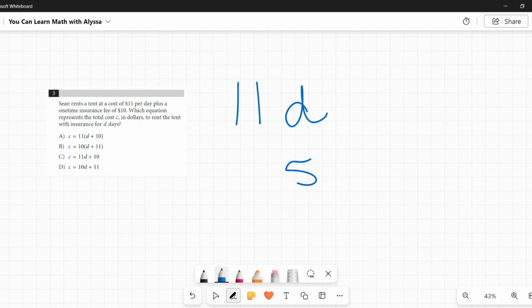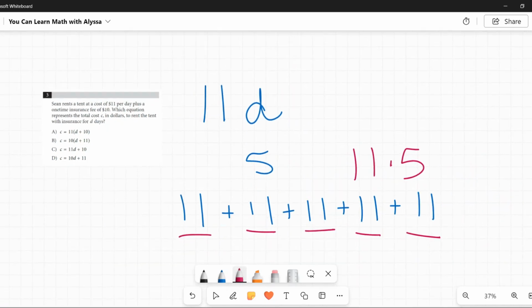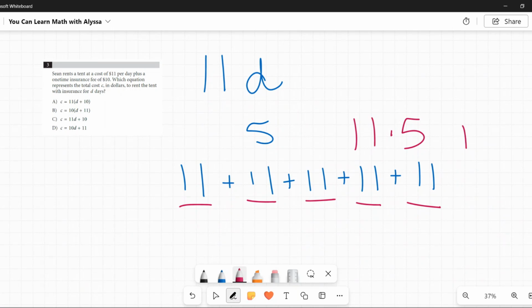If this were 5 days, he'd pay $11 the first day, $11 the second day, $11 the third day, $11 the fourth day, $11 the fifth day. He would pay $11 5 times, or 11 times 5. So for 5 days, it's 11 times 5. That insurance fee of $10 is a one-time fee. He only pays that once. So if it were 5 days, I would say it's 11 times 5, and then I would add on that $10 that I paid for that one-time insurance fee.